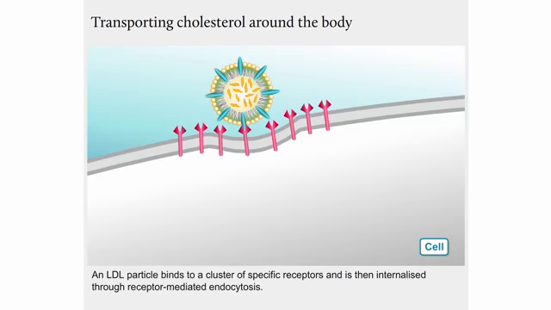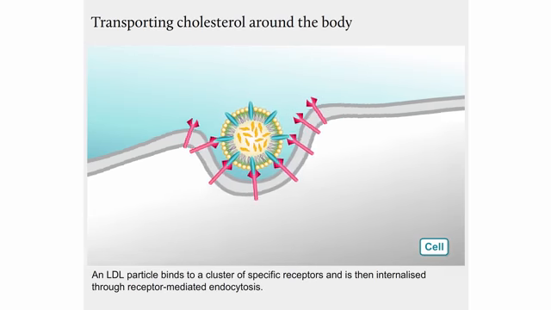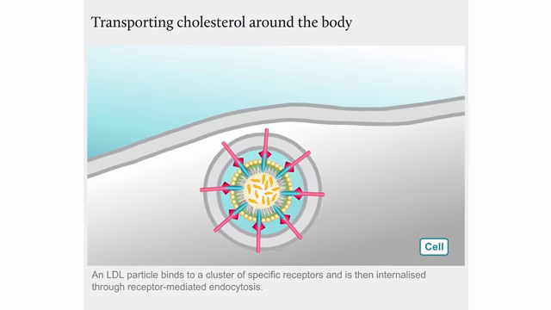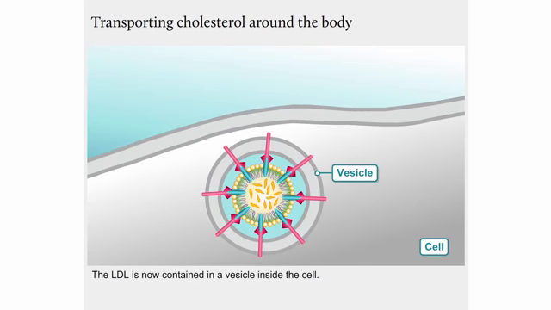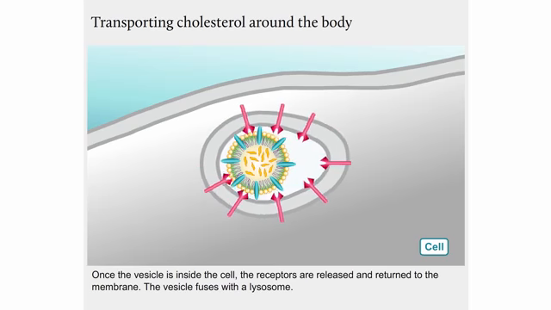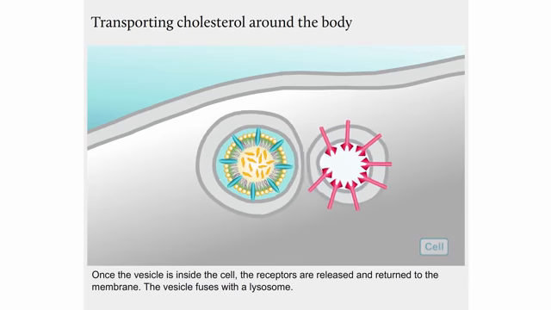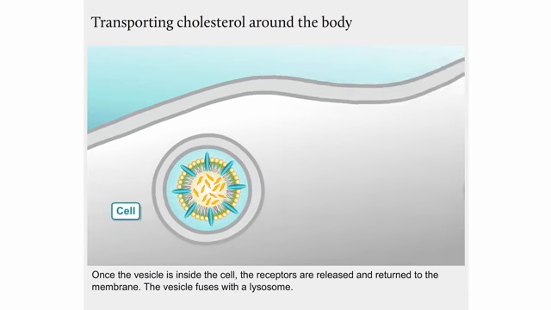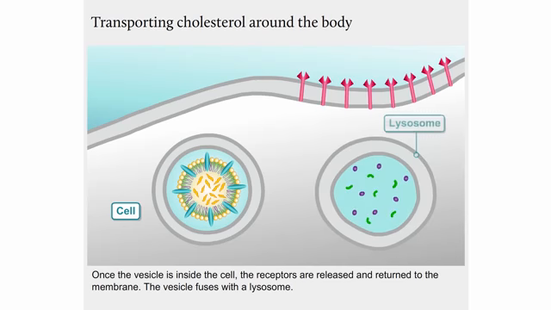An LDL particle binds to a cluster of specific receptors and is then internalized through receptor-mediated endocytosis. The LDL is now contained in a vesicle inside the cell. Once the vesicle is inside the cell, the receptors are released and returned to the membrane. The vesicle fuses with a lysosome.